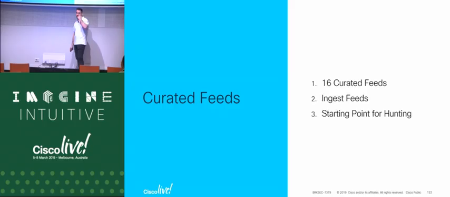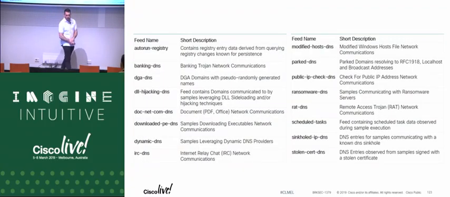So we have 16 curated feeds in ThreatGrid. You can ingest these feeds. We can also use them as a starting point for hunting. Let's take a look at what these feeds look like. So here's a list of the 16 feeds. Primarily, these are DNS. These are network-centric feeds.